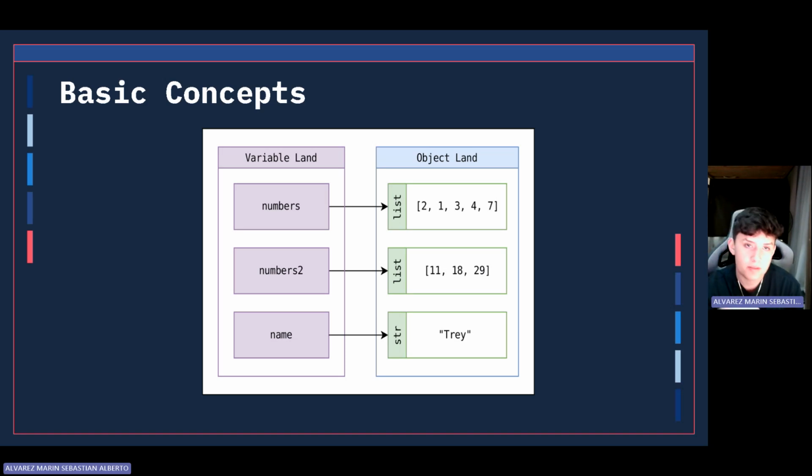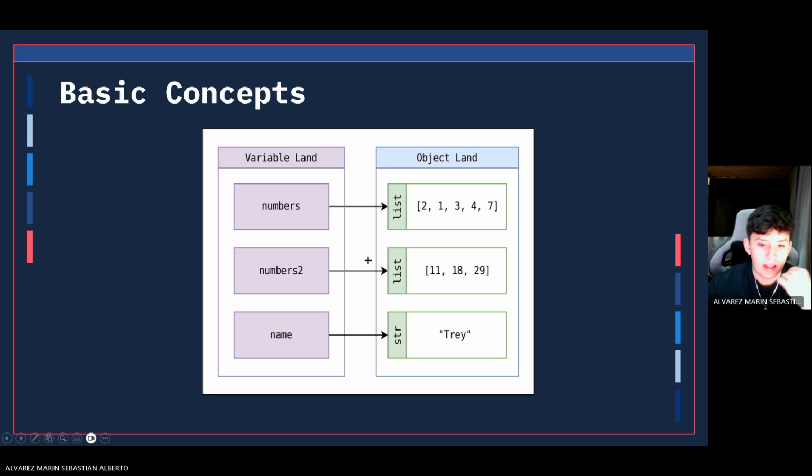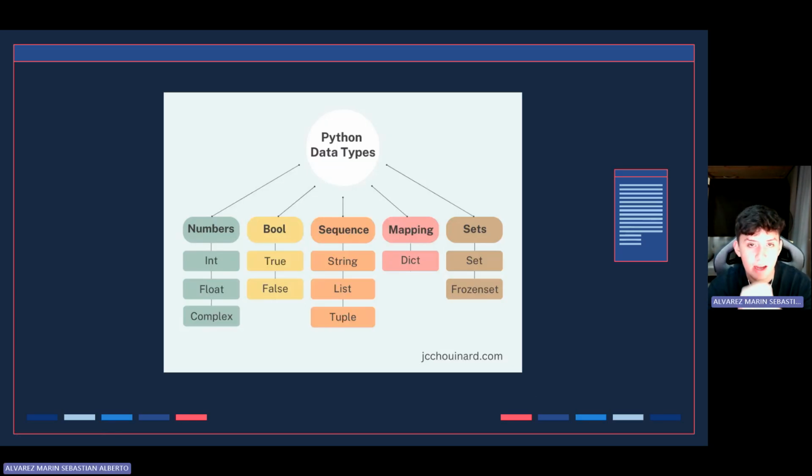Then we have basic concepts. To keep progressing, it is important to become familiar with some key Python concepts. First, variables. These are containers that store data. You have three examples right here, three containers of data. And then second, we have data types. Python handles data types such as integers, int, decimals, float, strings, str, and others.